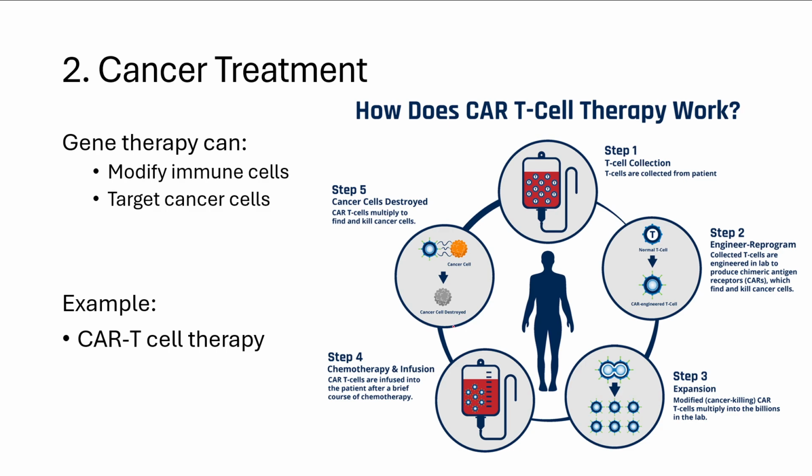So next, expansion. The modified cancer-killing T cells multiply into the billions in the lab. So padaghanon siya at first. Then during chemotherapy and infusion, kay i-infuse siya sa imuhang system. Then once it's integrated sa imong lawas, dawat na siya sa imong nucleus and start producing na siya ug proteins, then it starts finding and killing cancer cells. So mas dali na siya no. Fast, efficient, and reliable nga method of treating cancer.